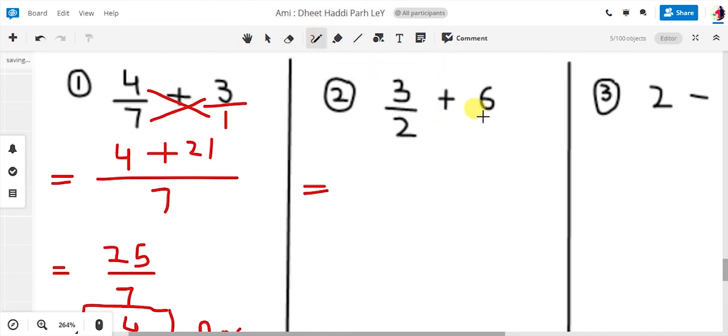Now how are you going to solve this question? This is a whole number 6. The value at the bottom of this 6 is 1. So the denominator is 1, always 1. Now these are unlike fractions. Follow the steps. Multiply the denominators. So 1 times 2 is 2. Now cross multiply. So 1 times 3 is 3. Then there is a positive sign, plus 2 times 6 is 12.